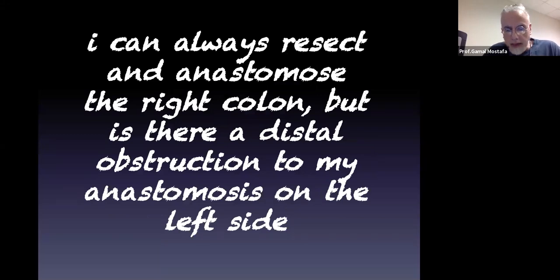I can always resect and anastomose the right colon, but is there a distal obstruction to my anastomosis on the left side? Always remember that. We always think that with the right colon you can resect and do a primary anastomosis, but think, do I have obstruction distally that I should worry about? And you can get this answer with rectal contrast.